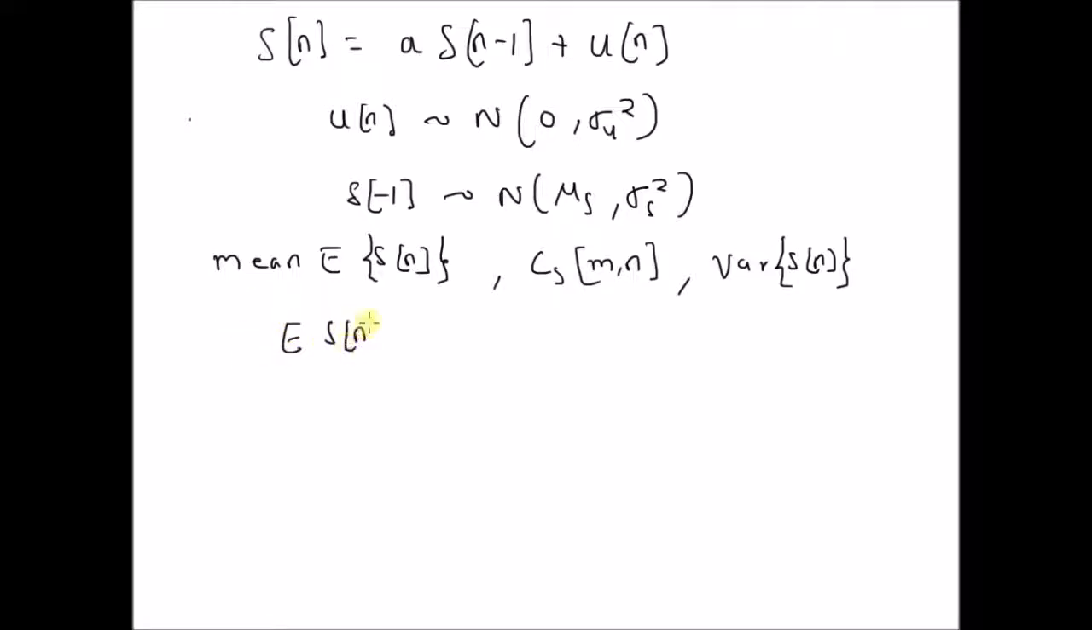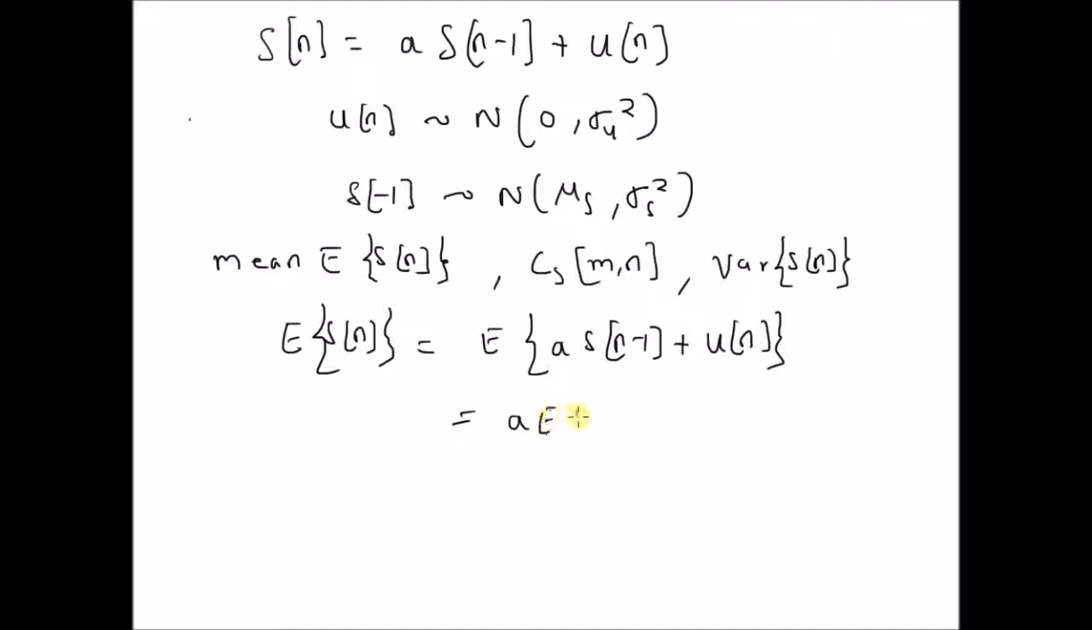Expectation of S of n is equal to expectation of a times S of n minus 1 plus U of n. And since expectation of U of n is assumed to be 0, we can ignore that term. So we are left with a times expectation of S of n minus 1. Therefore, expectation of S of n is equal to a times the expectation of the previous state. This is the first recursive equation.